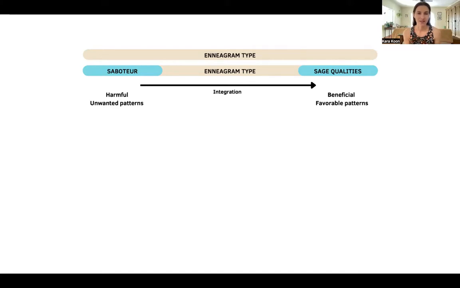And the line of stretch takes us a step further. This is mostly what I'll be talking about in this presentation: how we can use the Enneagram, understanding it as a system of concepts, to shift from saboteur to sage.